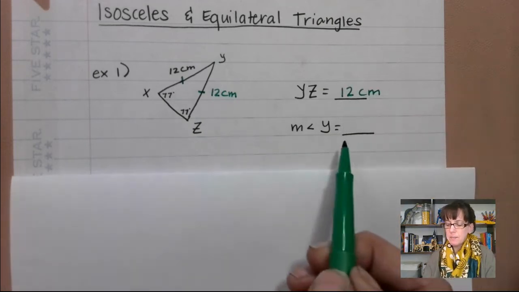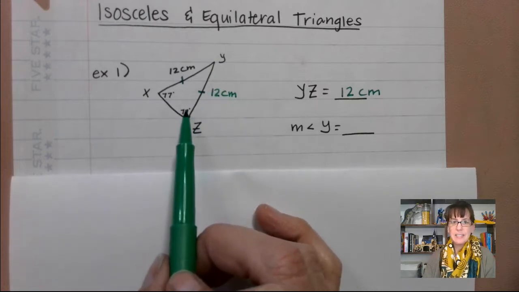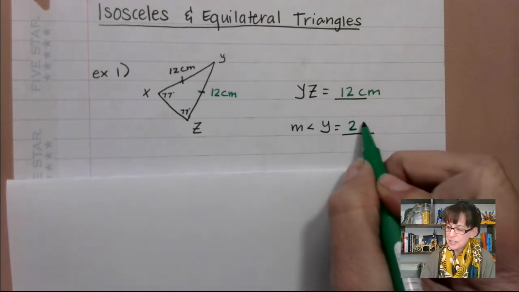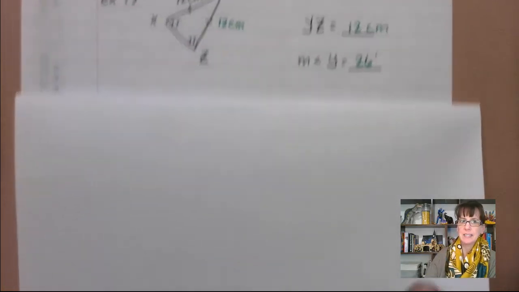Now, the measure of angle Y. Well, we know this is 77 and this is 77. We can take our 180 and subtract 77 and subtract 77, for a total of 26 degrees, because 26 plus 77 plus 77 will give us a total of 180 degrees.